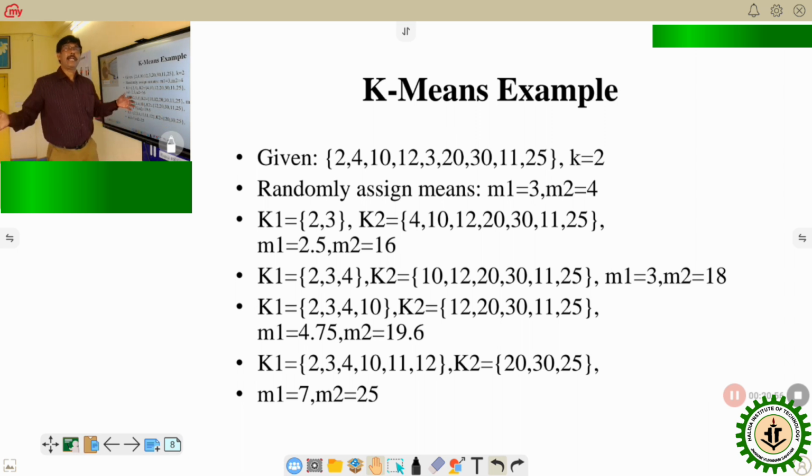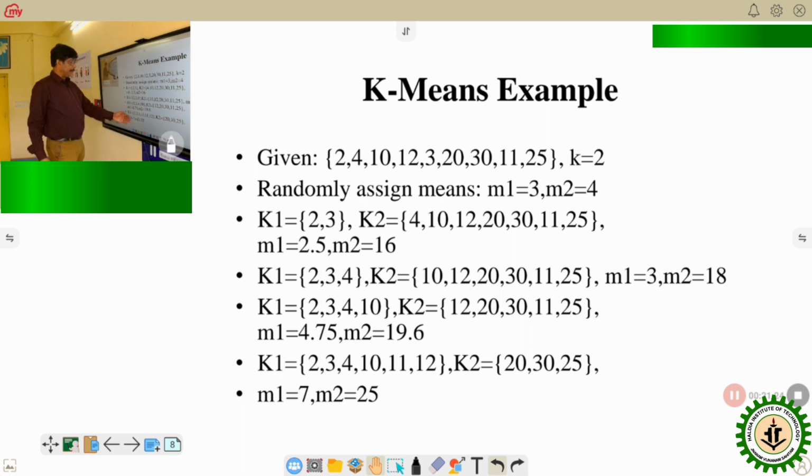So for each data point which is given in the data set, we have to compare the Euclidean distance from the first cluster head as well as the second cluster head. Whichever is less, that data point will belong to the cluster represented by that cluster head.